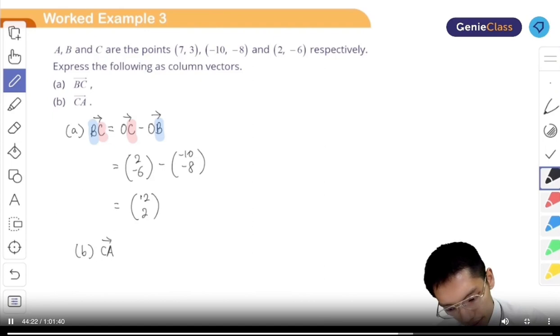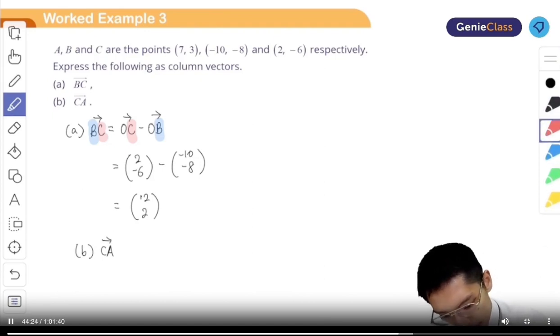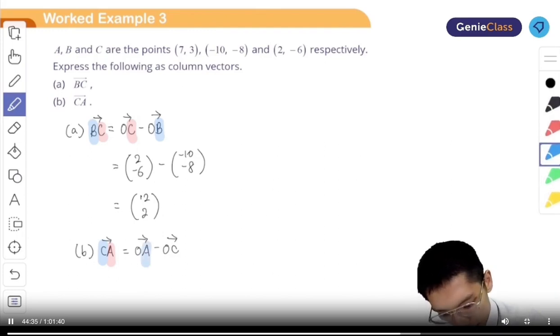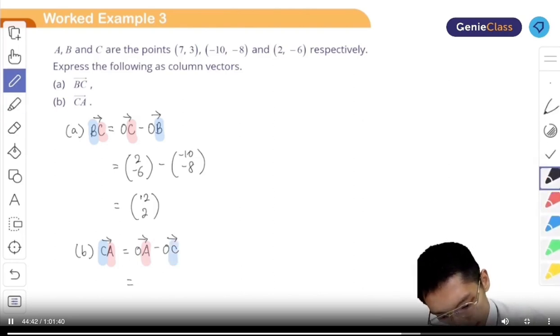B, C, A. What do I have? It's going to be second letter, first letter. So what do I do? I do OA minus OC. So again, second letter minus first letter. And that's how I do it.